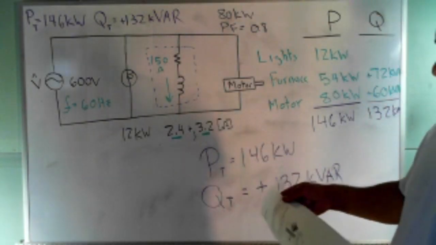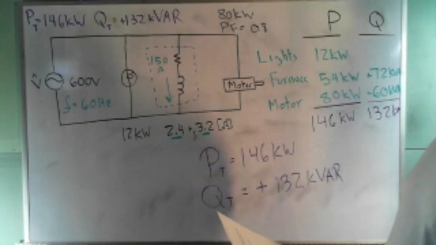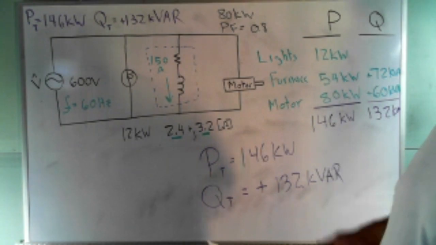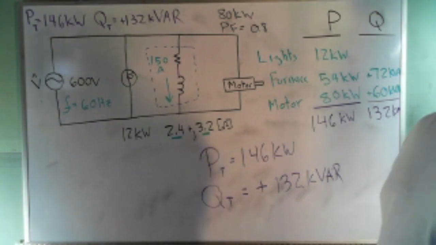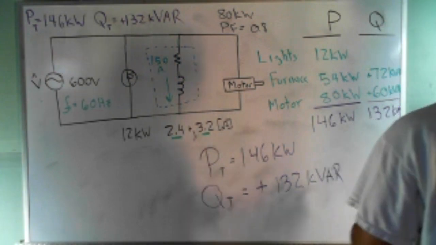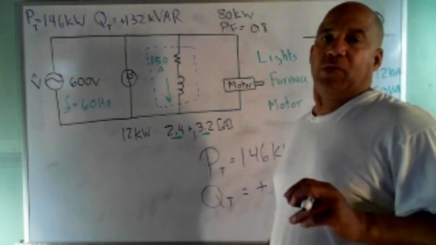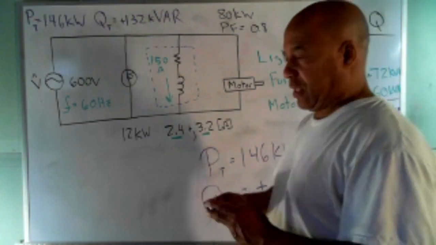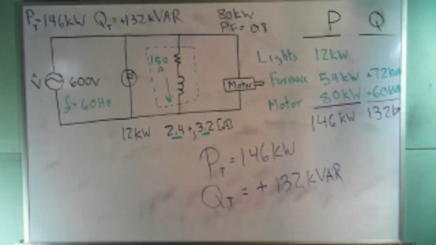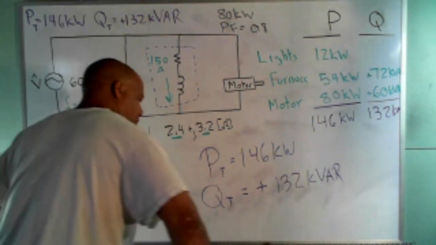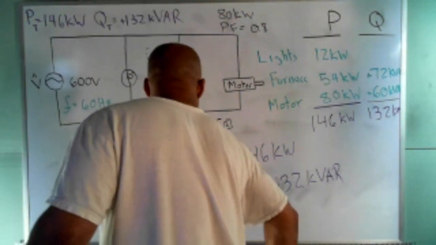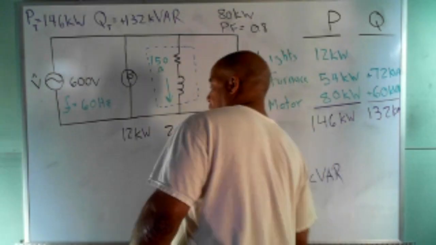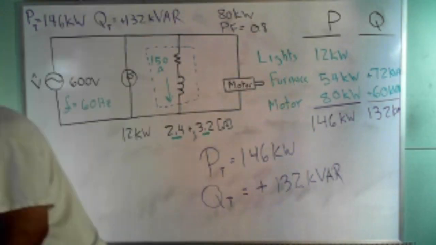So now what they want us to do is, what value capacitor is required to bring the power factor up to 0.85? Well, I don't know. Let's see what the power factor is now. Let's do some math with this. Now, at this point, what you want to do is work off the power triangle. So let's make a power triangle for the whole system. So that's how you want to start to work the problem. So you go ahead and do it.